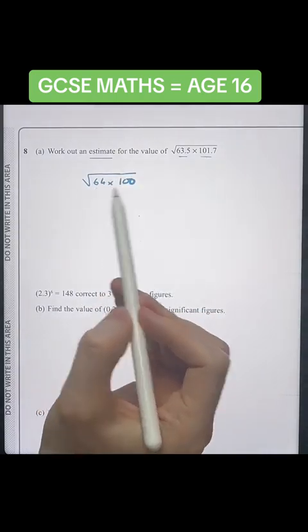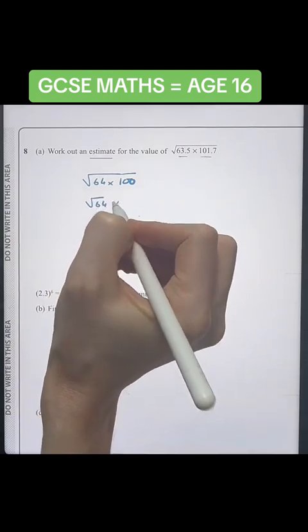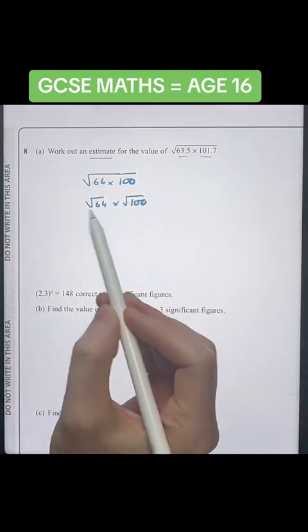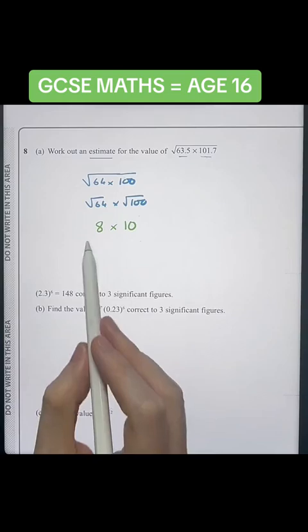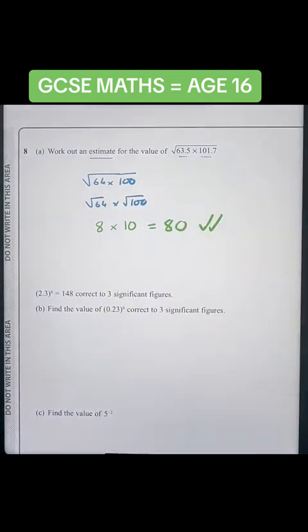When taking the square root, I can separate this as being the square root of 64 multiplied by the square root of 100. I know the square root of 64 is 8, as 8 times 8 gives us 64. And the square root of 100 is 10, as 10 times 10 is 100. And 8 times 10 gives us 80.